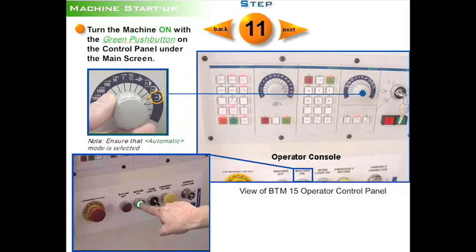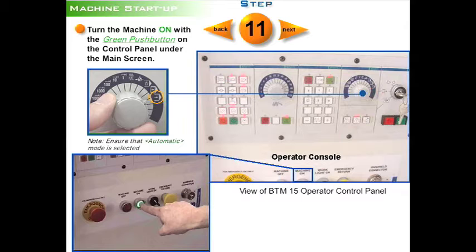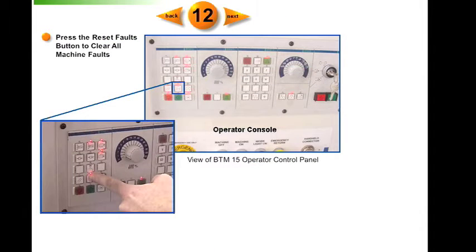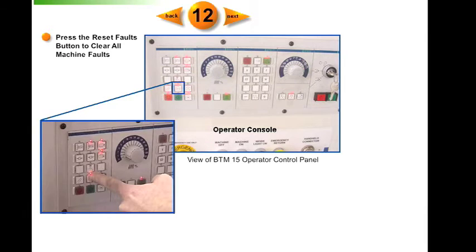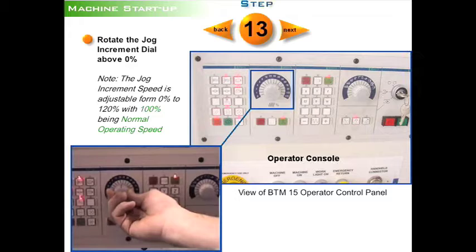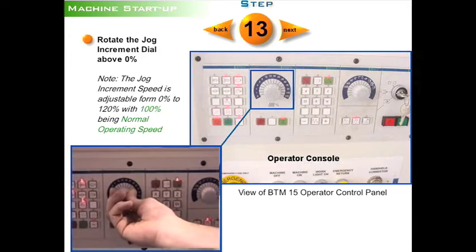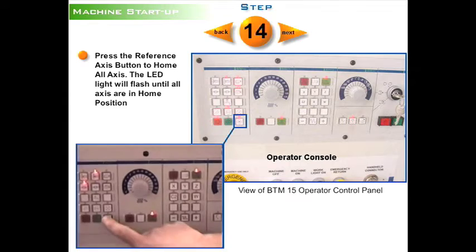Turn the machine on with the green push button on the control panel under the main screen. Press the fault resets push button to clear all machine faults. Rotate the jog increment switch above 0%. Press the reference axes button to home all axes. The LED light will flash until all axes are at home position.